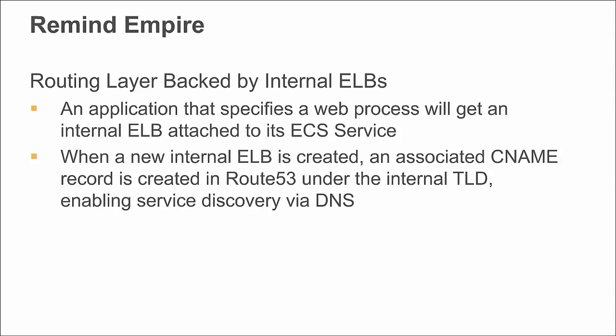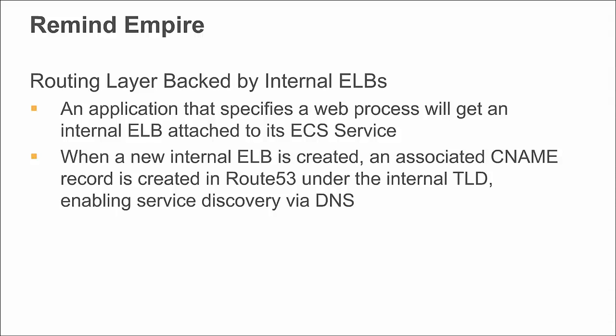Empire's routing layer is backed by internal ELBs. Any application that specifies a web process will get an internal ELB attached to its associated ECS service. When a new version of the app is deployed, ECS manages spinning up the new versions of the process, waiting for old connections to drain, and then killing the old release.